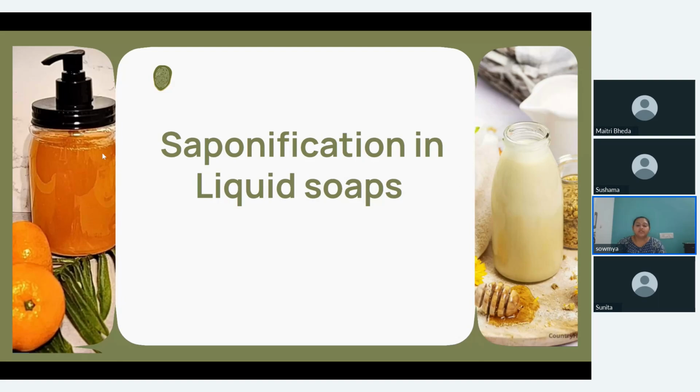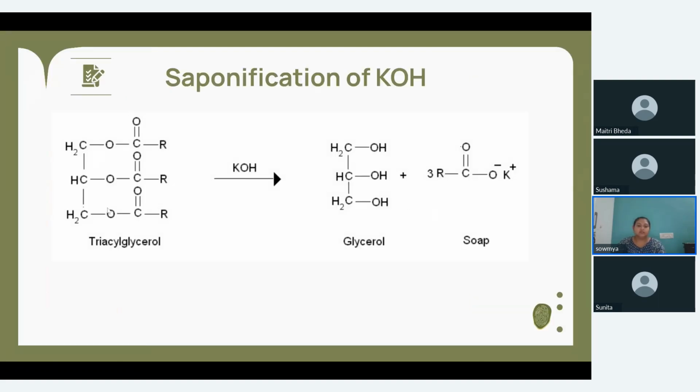Next, we will see how saponification in liquid soaps happens. This is your triglyceride molecule. Triglyceride here refers to the fatty acids or the lipids. It can be any lipid, like the 8 major lipids that we use in our soap making: lauric, myristic, palmitic, stearic, oleic, ricinoleic, linoleic, and linolenic. So it can be any of these 8 fatty acids.